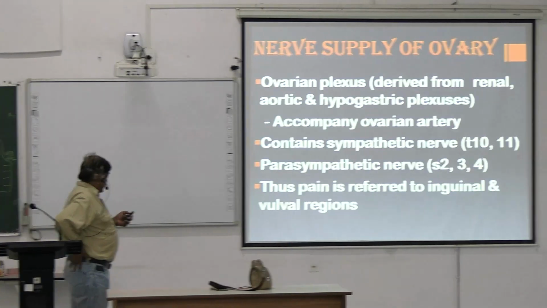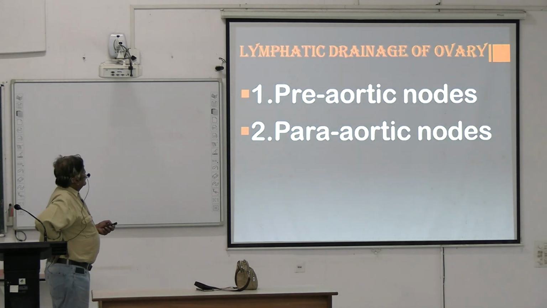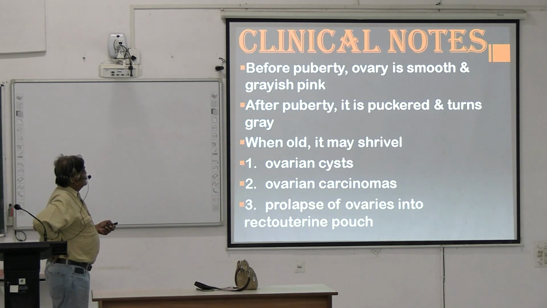Now, nerve supply of the ovary: the ovarian plexus derived from the renal, aortic and hypogastric plexus, accompanies the ovarian artery, and contains sympathetic nerves T10 to T11 and parasympathetic nerves S2, S3, S4. Thus, pain is referred to the inguinal and vulval regions. Now, lymphatic drainage: pre-aortic nodes and para-aortic nodes. Clinical notes: before puberty, the ovary is smooth and grayish. After puberty, it is puckered and turns grey. When old, it may be shriveled. Ovarian cyst, ovarian carcinomas, prolapse of the ovaries into the recto-uterine pouch.